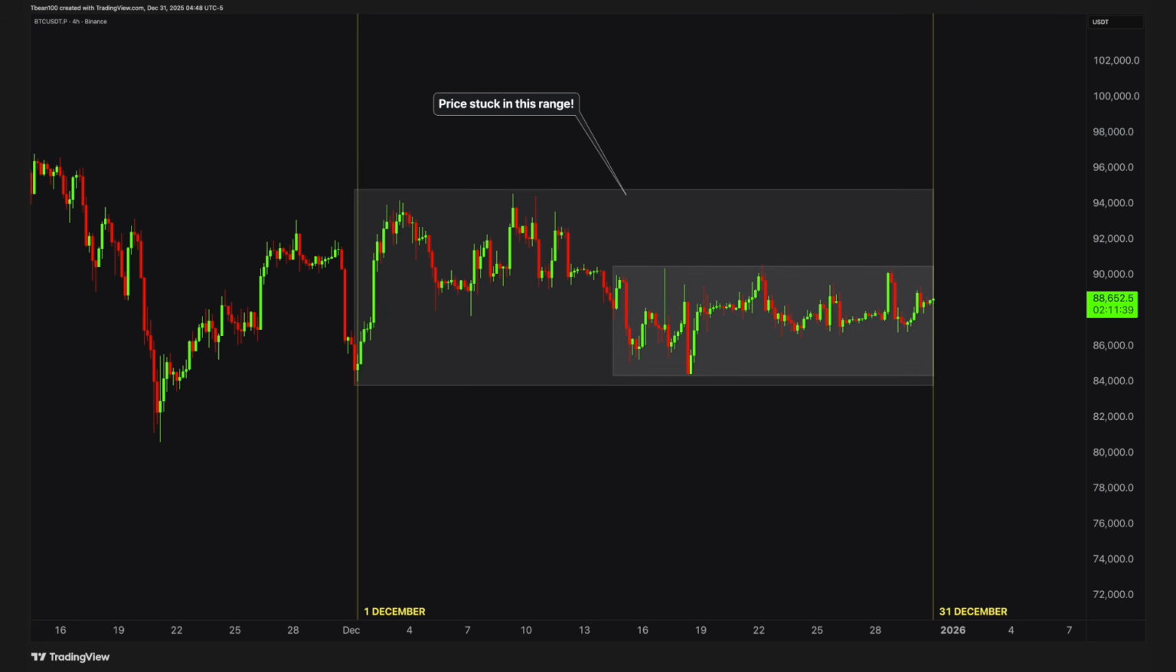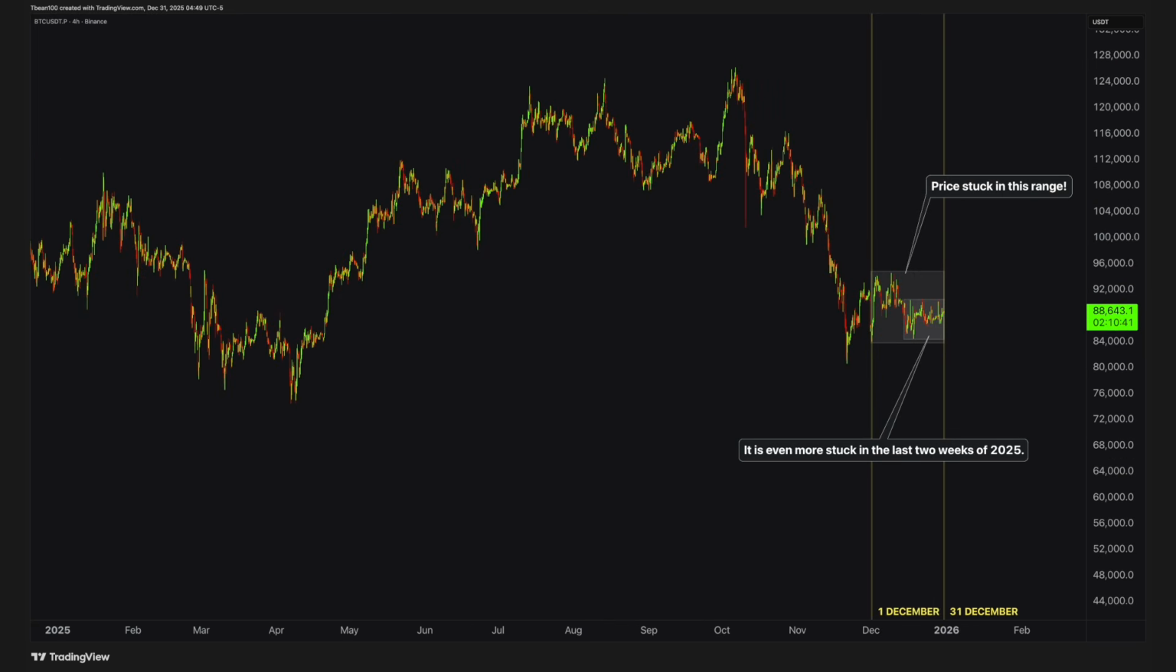But if you zoom in and look at just the last 2 weeks of the year, the price looks even more stuck inside this small range, tidying up more and more. And trading these very small ranges, especially without any strong or meaningful price action, is usually very difficult. But if you step back and look at the rest of the year, the picture starts to look a little different. So what actually happened in 2025?